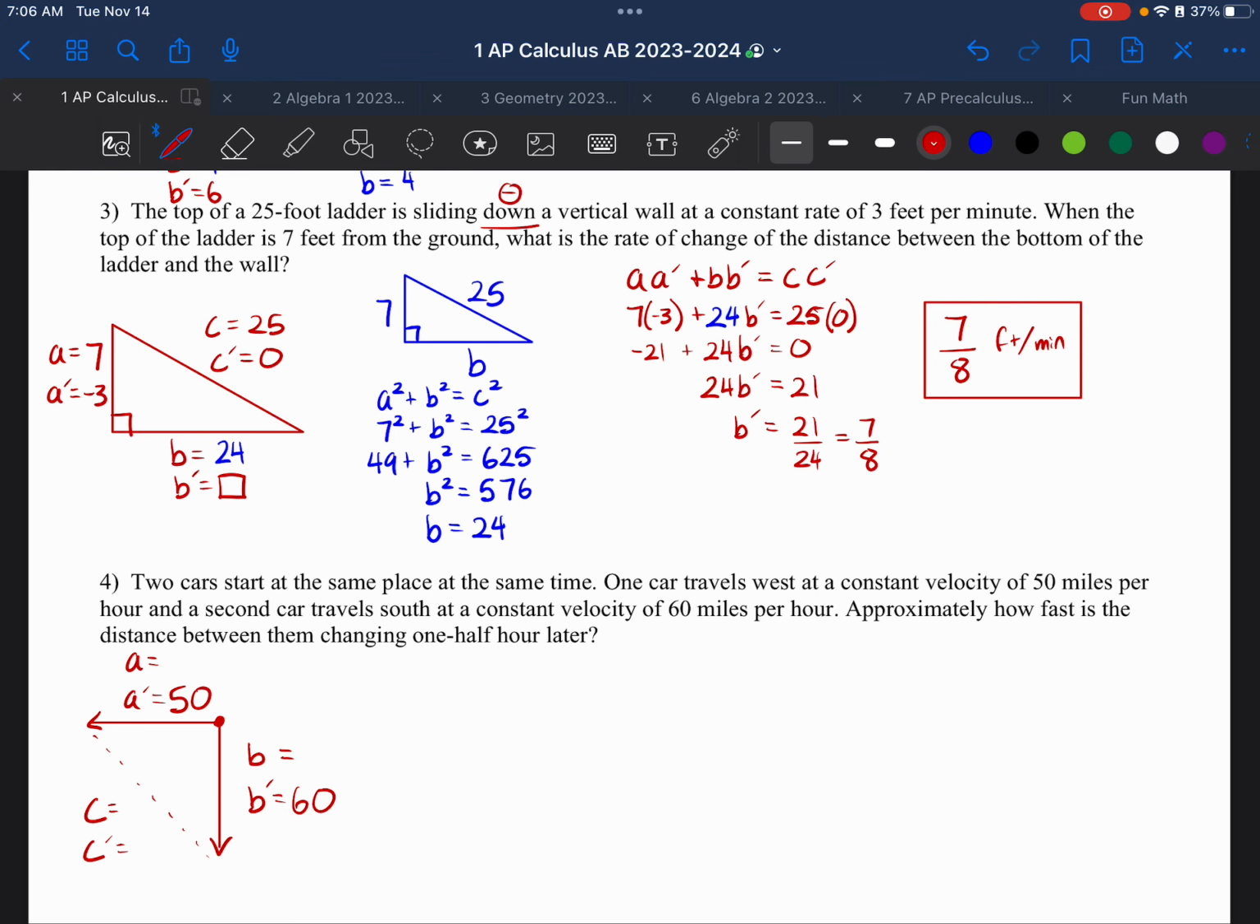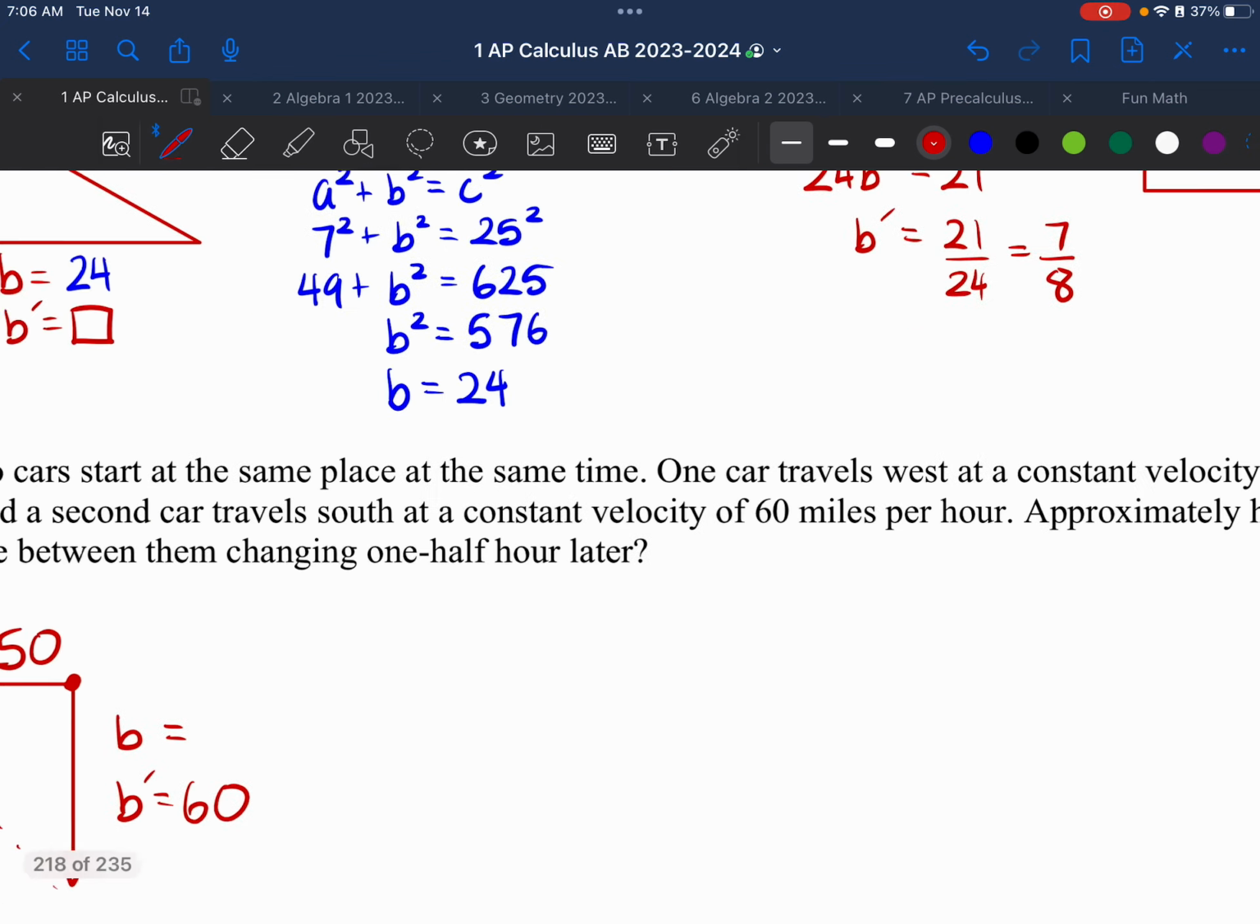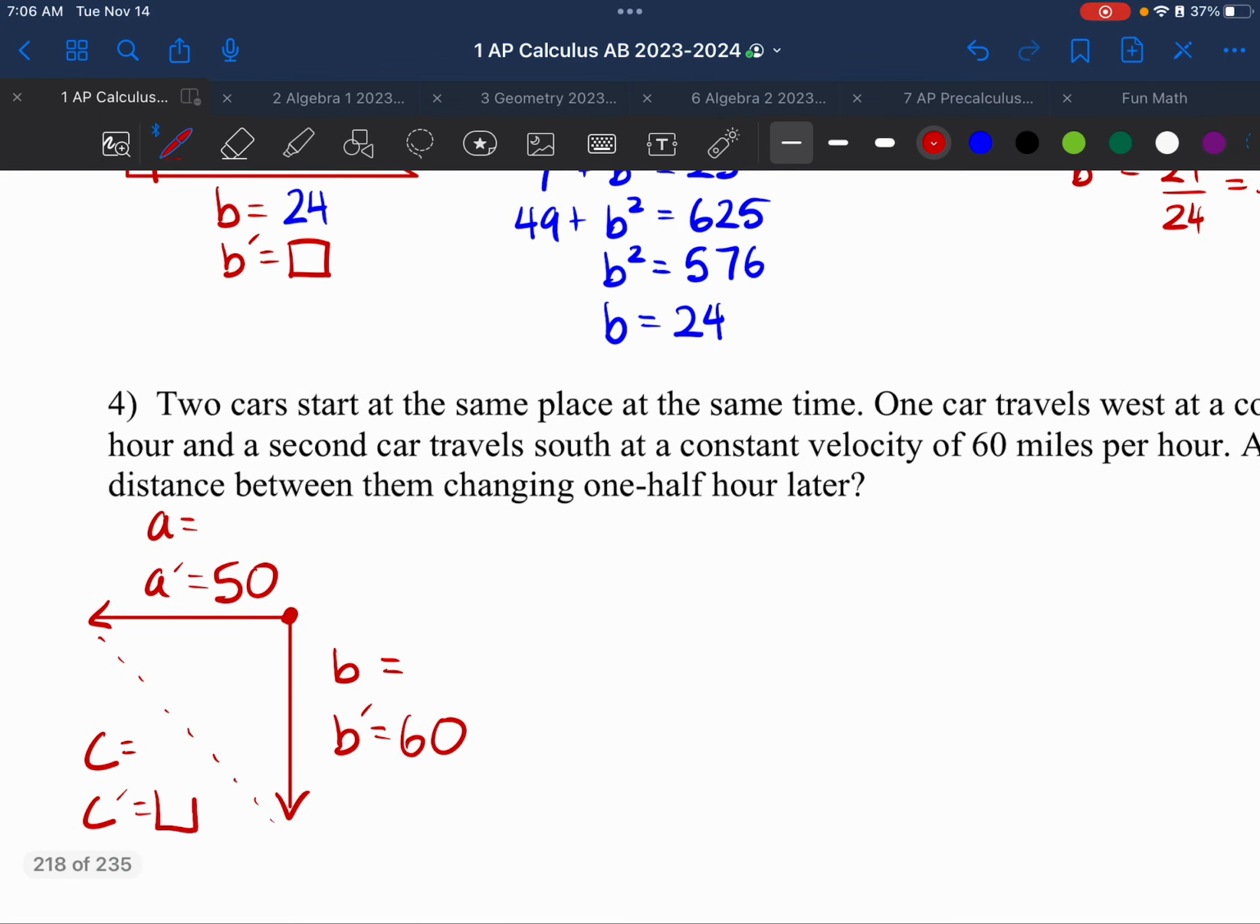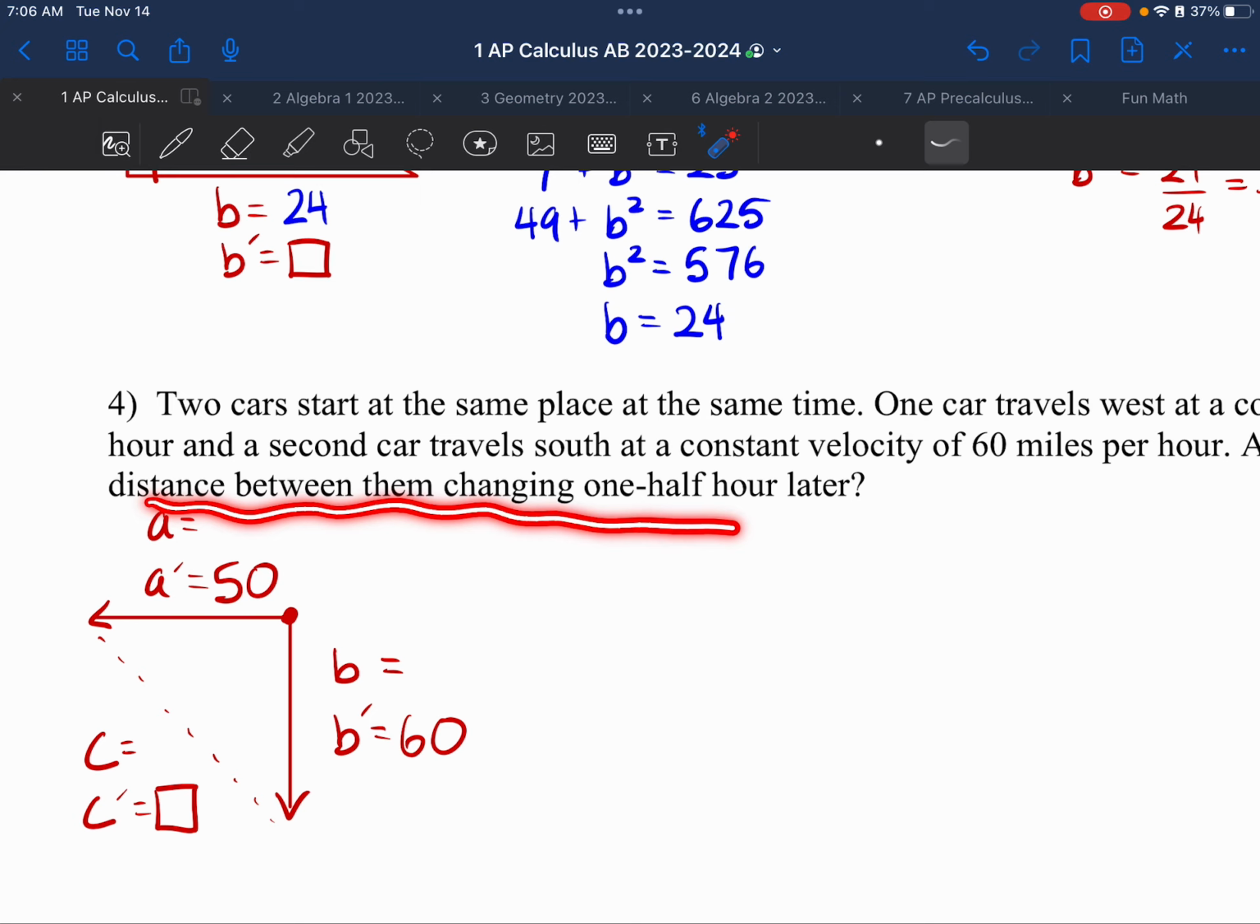How fast is the distance between them changing? And so that's going to be a C prime that we're looking for. If we find C prime, we're done. And it seems like we don't have enough information. We are missing a B, C, and an A, but then it tells us that the distance between them is changing 1/2 hour later.